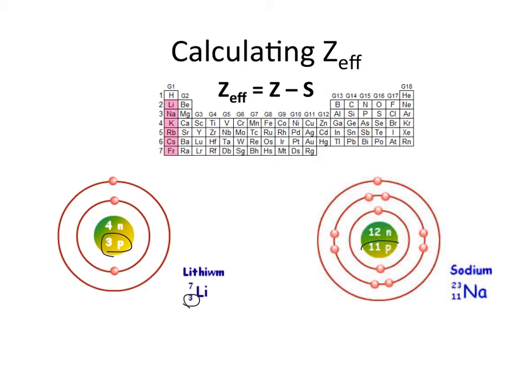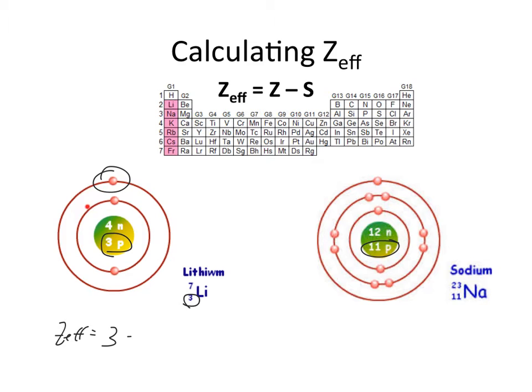Here in sodium, we have 11 protons, and again, we have 11 electrons. So let's calculate the Z effective. For lithium, our atomic number, or the number of protons in the nucleus, is going to be equal to 3. And we're going to be looking at the Z effective for this electron. So we have to figure out how many inner electrons there are. This electron is on this outer shell here, so any electrons that are on the same shell are not considered inner electrons. They're on the same level as this one that we're studying.